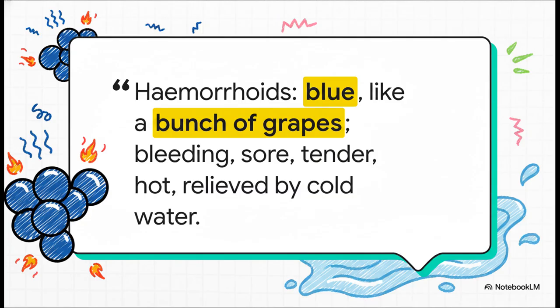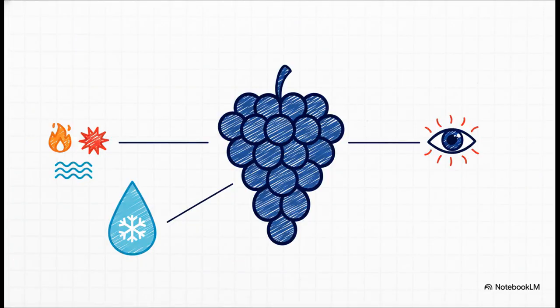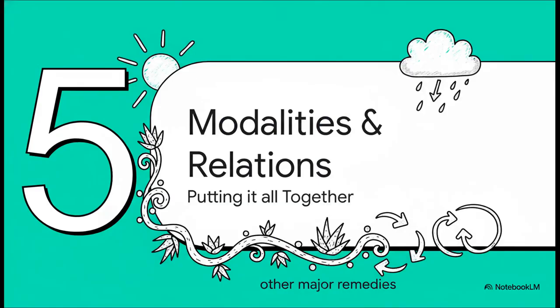And the sensations are just as important. Hot, sore, tender, with this intense itching. Now, the crucial differentiating point here is the modality. While the appearance might look similar to muriatic acid, the relief from cold water is distinctly aloe. That's the giveaway. And the pain, the burning, and the itching are so intense they can completely prevent the patient from getting any sleep.